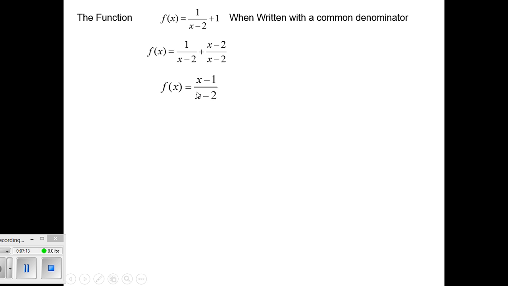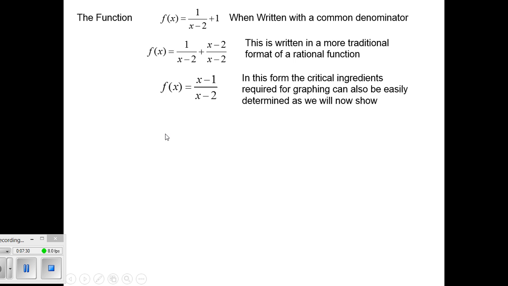Now, from what we saw in the previous things, the things that interest us most are the horizontal asymptote, the vertical asymptote, the x-intercept, and the y-intercept. They can all be found very easily here. So let's take a look at how we can obtain them. Again, this is a more traditional format of a rational function right here.